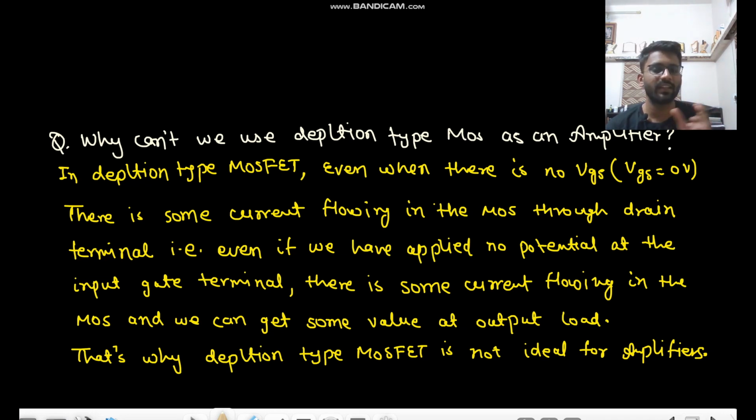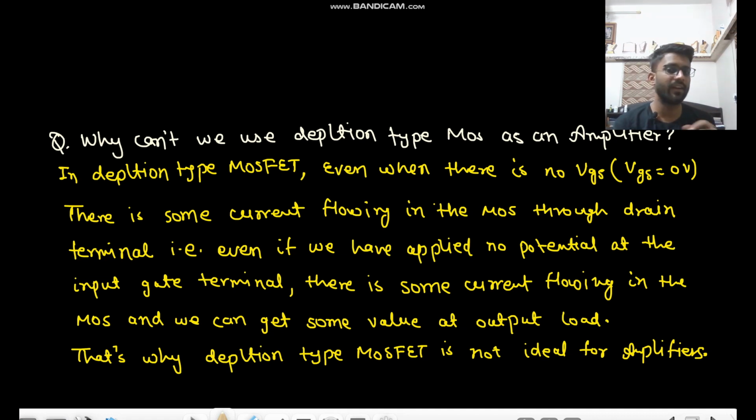Okay, so that's why the depletion MOSFET is not ideal for amplifiers. So now we will study enhancement type MOSFET, and we will see why it is ideal for the amplifiers. Most of you have studied the enhancement type MOSFET in a very deep manner, but not the depletion type one. So you have to study the depletion type one deeply as well.